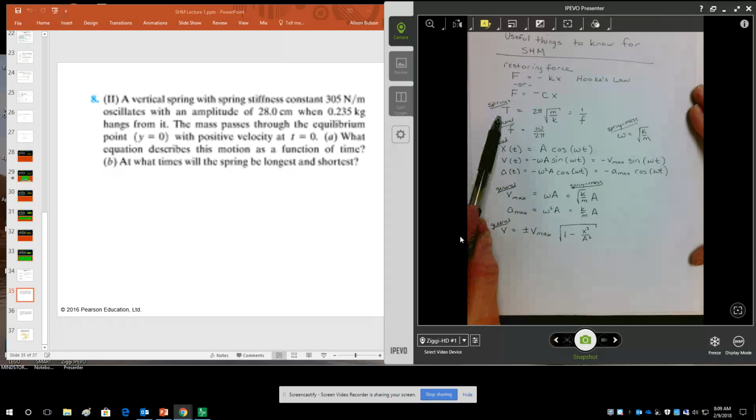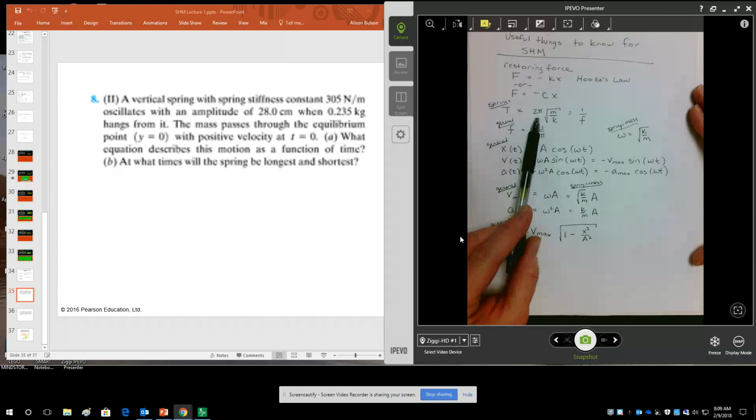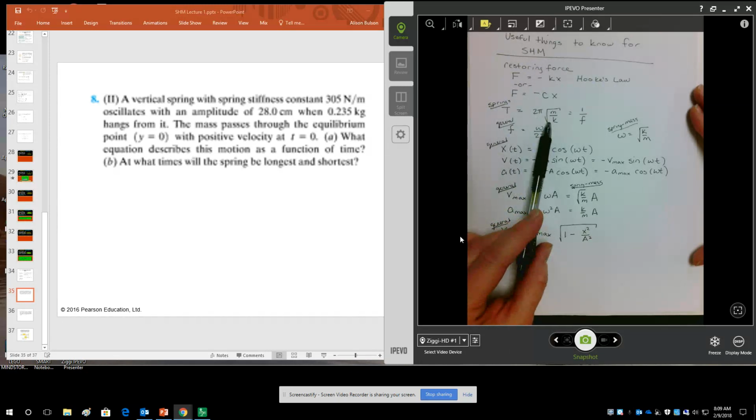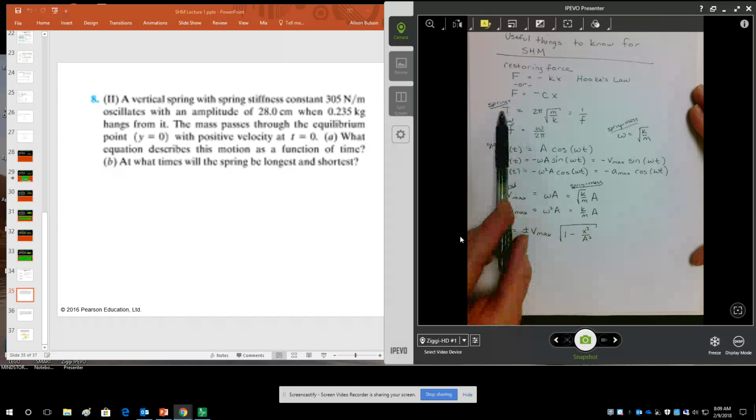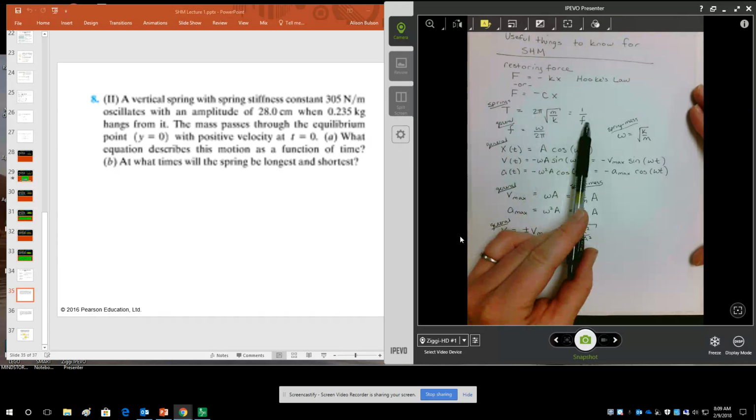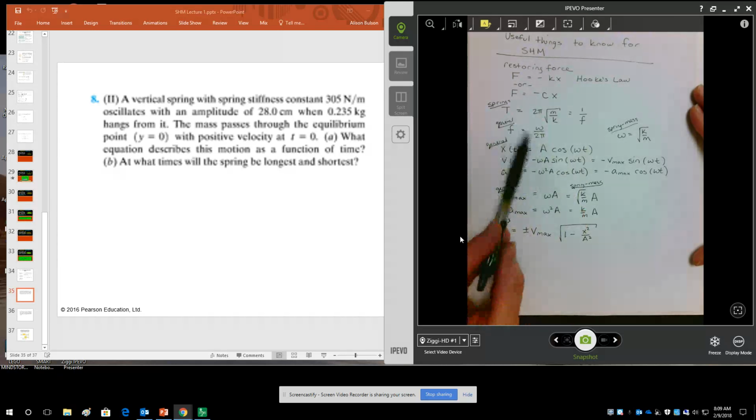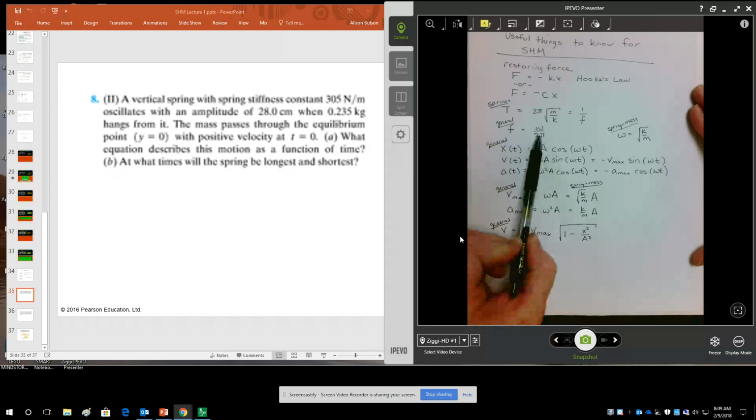For mass on springs, the period of the oscillation is 2 pi times the square root of mass over the spring constant. In general, period is always equal to the inverse of frequency. In general, frequency, the sort of frequency in hertz, is equal to the angular frequency, omega, so that's frequency in radians per second, divided by 2 pi, because one cycle equals 2 pi radians.